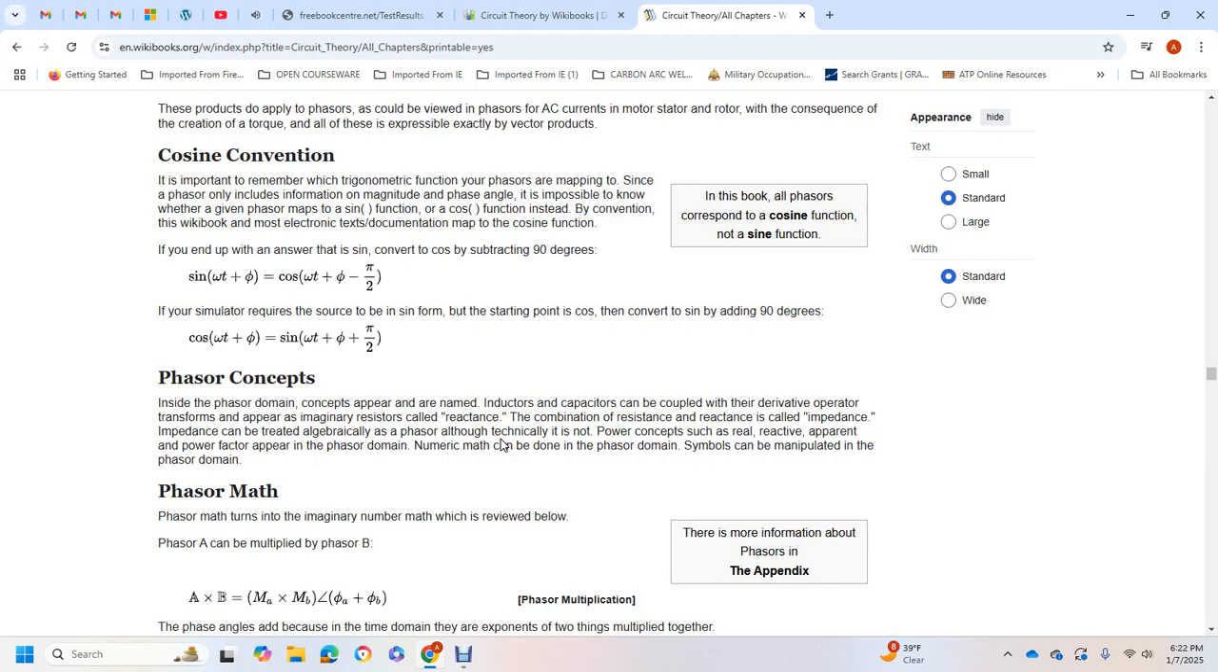Your phasor concept with respect to the phasor: the main concept is that the inductor and the capacitor can be coupled with the derivative operator, and the transform will appear with an imaginary resistance called reactance. The combination of resistance and reactance is called impedance. Impedance can be treated algebraically as a phasor, although technically it is not. With the power concept of real, active, and reactive power, the power factors appear in the phasor domain. Numeric math can be done in the phasor domain, and symbols can be manipulated in the phasor domain.